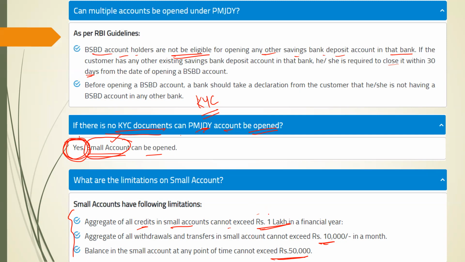Specific provisions have been given here. The intent behind is the same, that is with respect to money laundering. The government wants that these kind of accounts should not be opened for money laundering. That is the reason it has given these limitations. The credits cannot exceed 1 lakh in a financial year. The withdrawals cannot be more than 10,000 in a month.